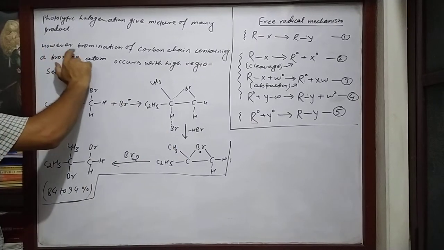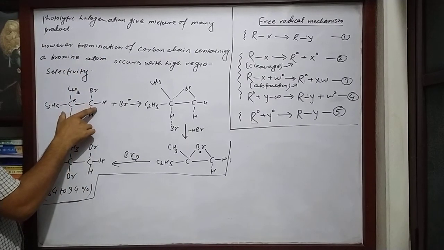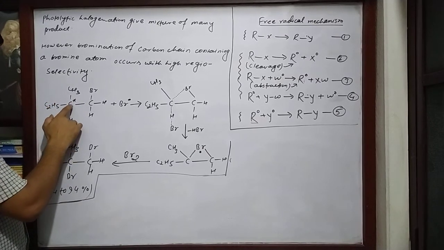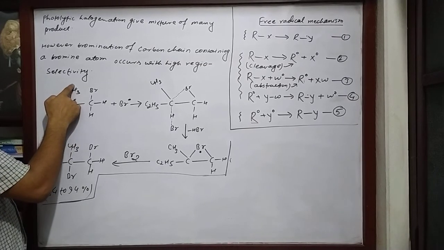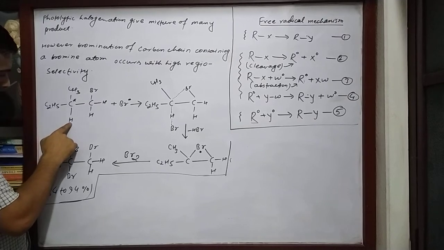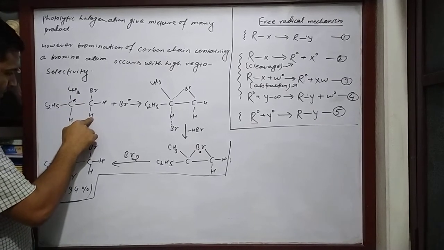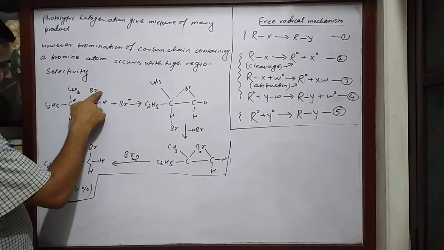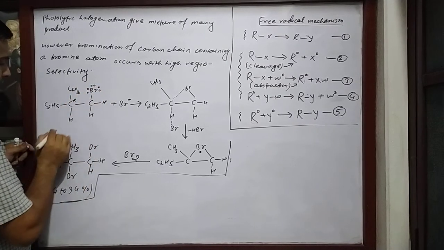However, in the bromination of a carbon chain containing a bromine atom, when you observe this molecule, this carbon is optically active. What is a chiral center? A carbon atom bonded with four different groups. Here the central carbon is bonded with CH3, C2H5, hydrogen, and CH2Br, so this carbon contains four different groups and is therefore optically active. And at the proper position there is a neighboring group, the bromine atom, which contains a lone pair of electrons.